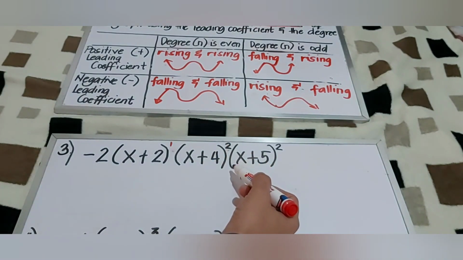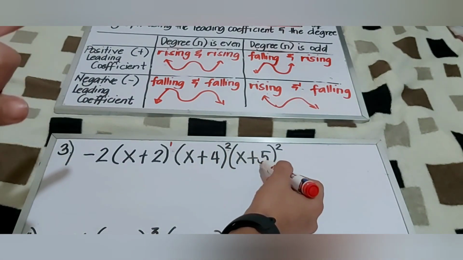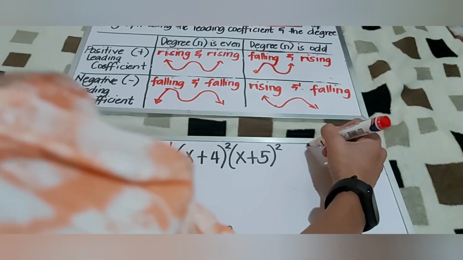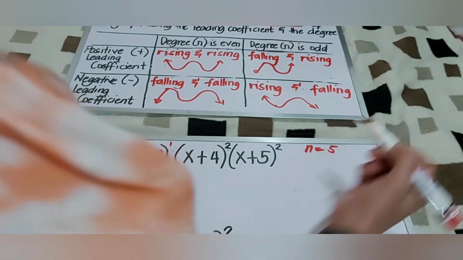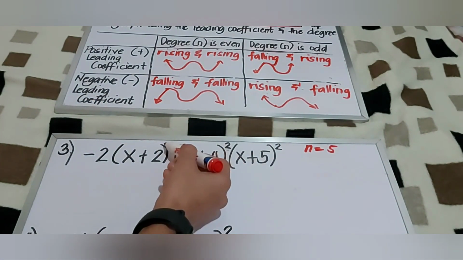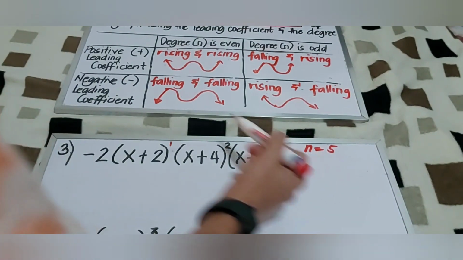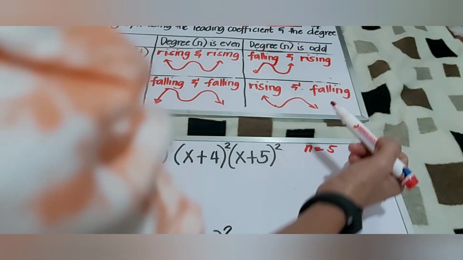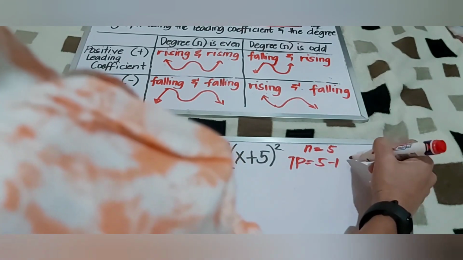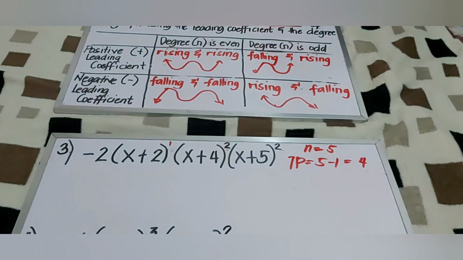So we already have 3. And x plus 5 is to the power of 2 again, so plus 2. So, our n here, or degree, is 5. Again, we add the exponents of each factor. So, 1 plus 2 plus 2. So, the degree of this polynomial is 5. So, for the turning point, this is 5 minus 1, which is equal to 4.